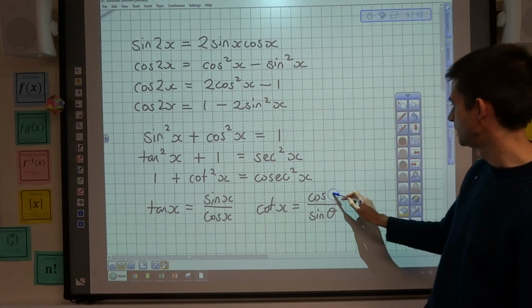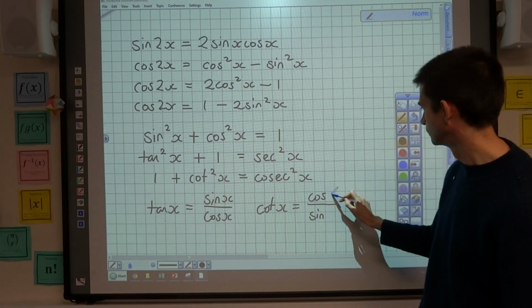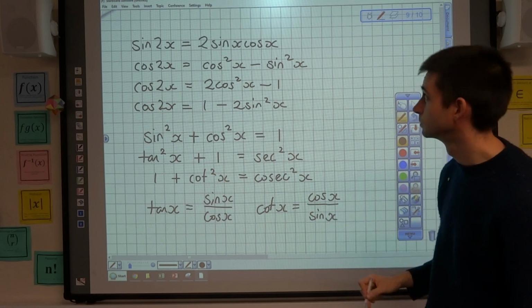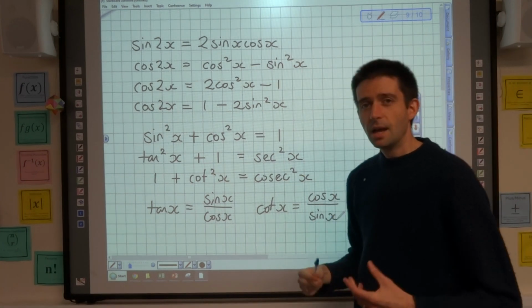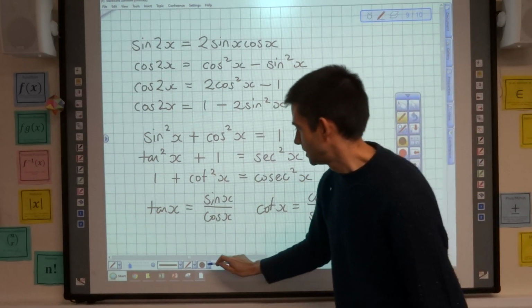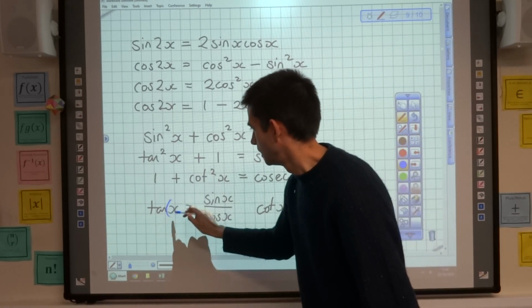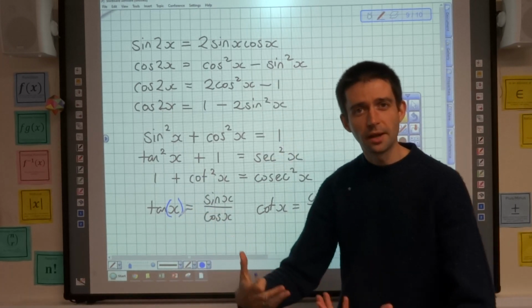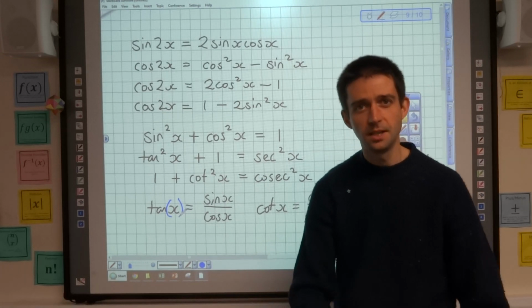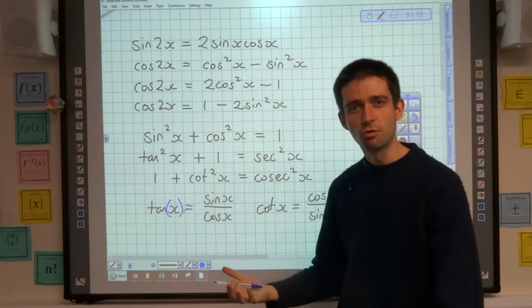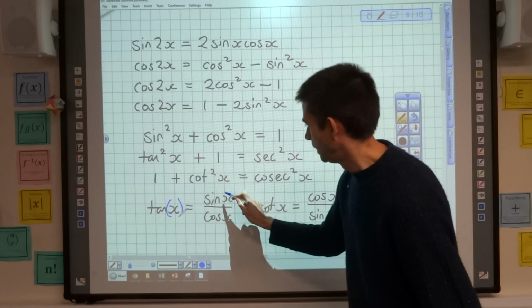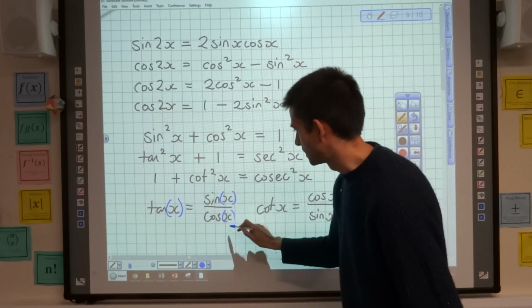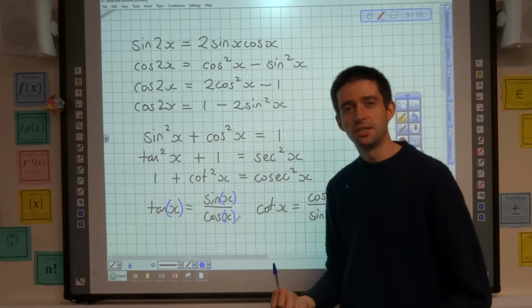Oh, x's rather than thetas. Now, with all of these identities, if I replace the x with something else, say 2x, 3x, x plus 15, 2x minus pi over 3, anything like that, it replaces each x with that same function and the identity still holds.